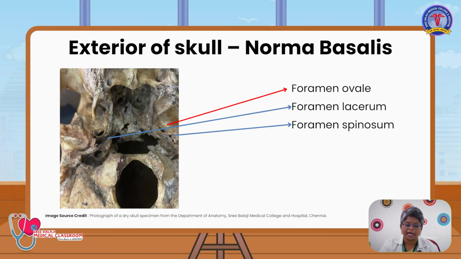Next is the scaphoid fossa. Next to the spine of the sphenoid, 4 foramina can be noticed here. That is the foramen Vesalius, foramen ovale, canaliculus innominatus and foramen spinosum.